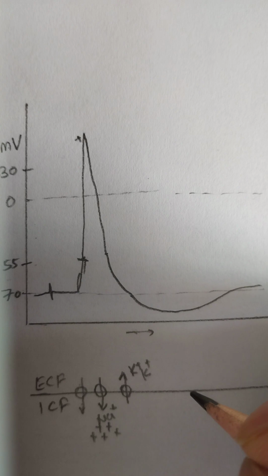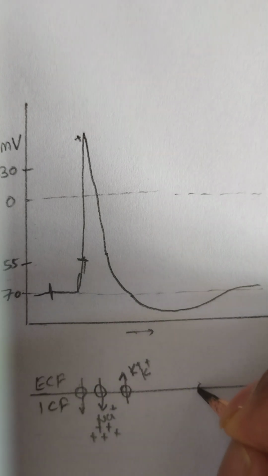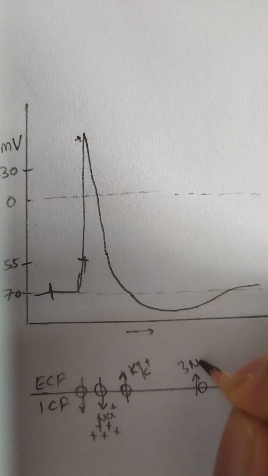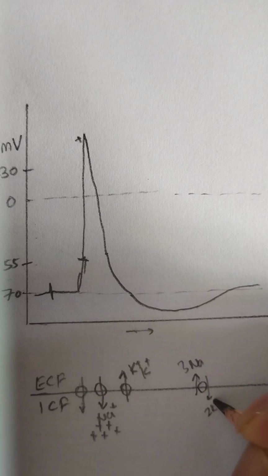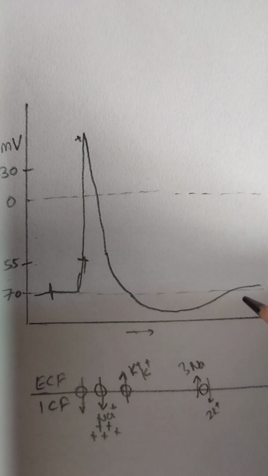which will be taken care of by the sodium potassium pump, which is going to pump 3 sodium out and 2 potassium inside, and it helps in the balance of the resting membrane potential. It brings back the resting membrane potential sometimes.